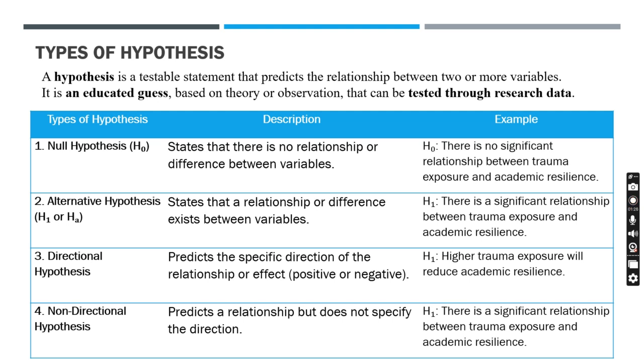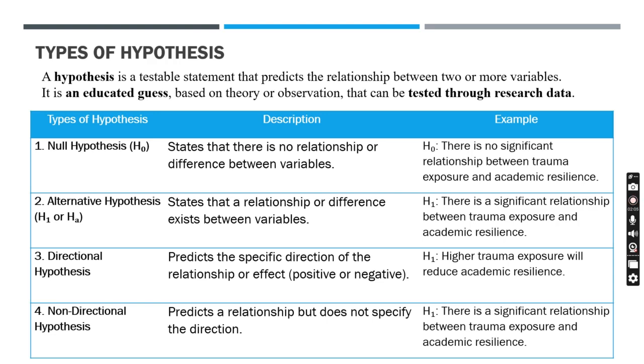The third type is directional. Directional and non-directional hypotheses are all regarded as alternative hypotheses. But in the directional hypothesis, we specify the direction of the relationship, either positive or negative, as we explained. Positive means the independent and dependent variable increase together and decrease together, and negative means if one decreases, the other increases, and if one increases, the other decreases. So we mention the direction, like if we say H1, higher trauma exposure will reduce academic resilience.